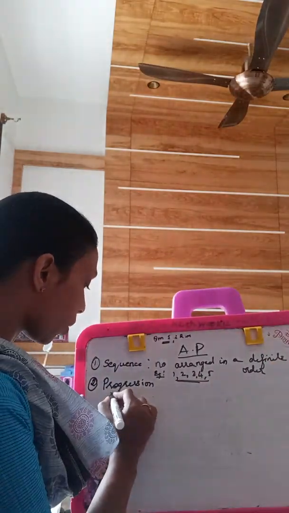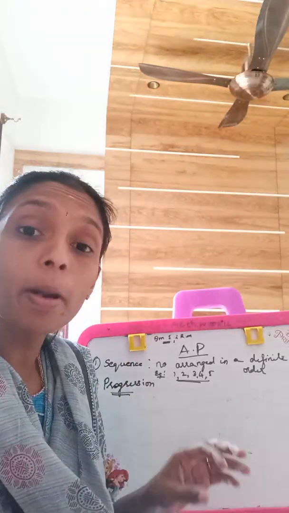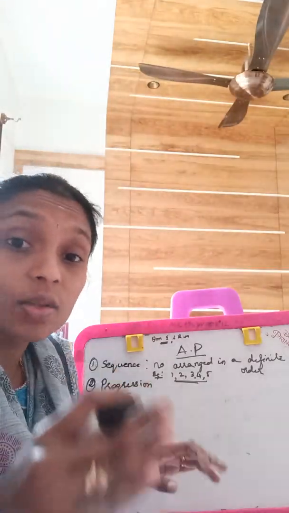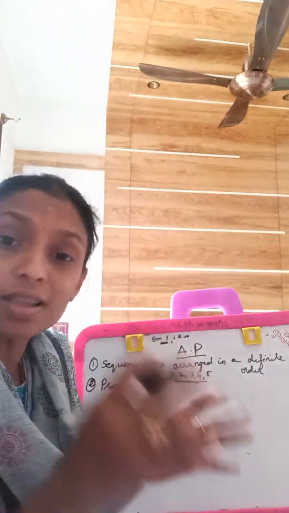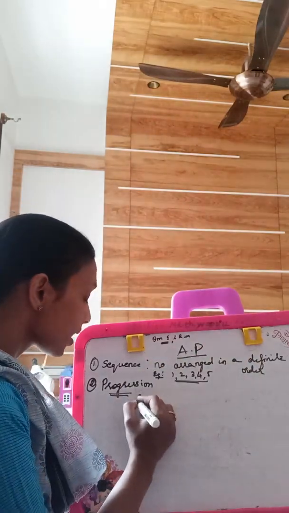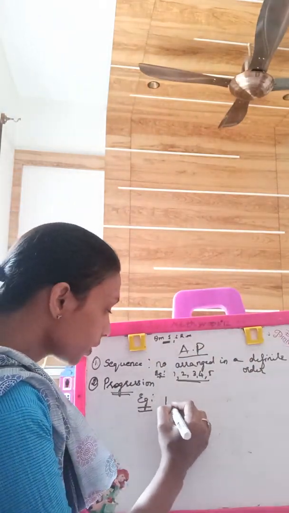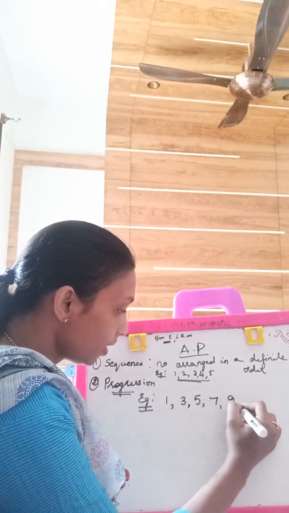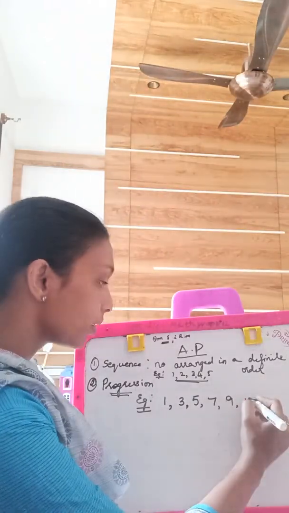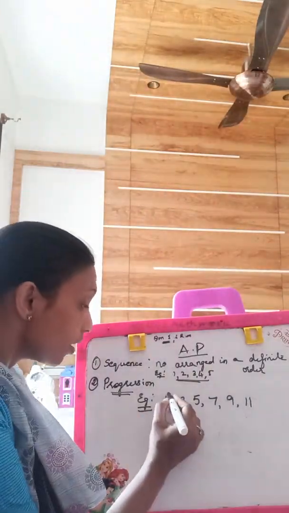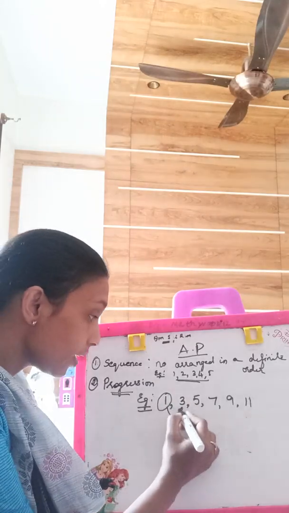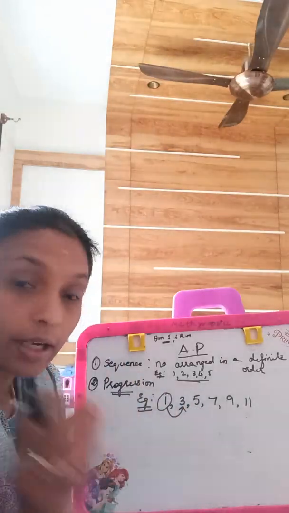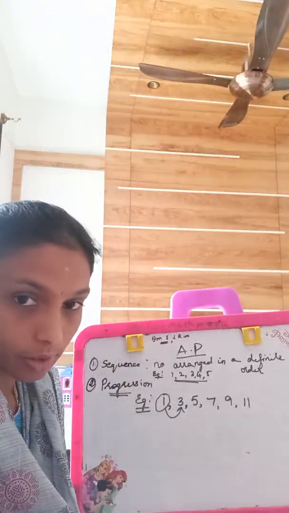Now what is progression? Progression is nothing but a sequence of numbers in which each term is related to its succeeding term. Succeeding is nothing but the next term. Let us consider one example: 1, 3, 5, 7, 9, 11. This is a sequence in which each term is related to its succeeding term with a definite rule. This is said to be a progression.